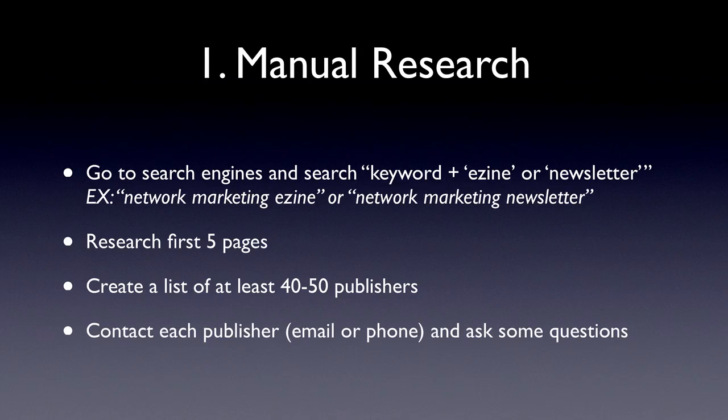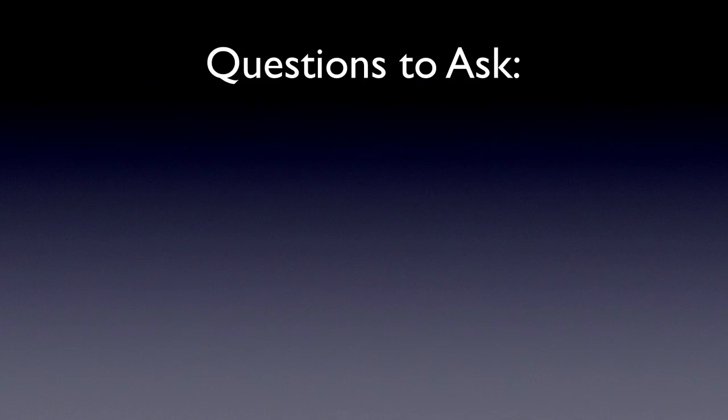So you create this list of 40 to 50 publishers, and what you do next is here's how you filter them, right? You contact each publisher. You can contact them through email or phone, if there is a phone number, and you ask them some questions. Okay, you ready for them? Now, you may want to take some notes over here if you're going to do this the manual way. Here are the questions that I recommend that you ask them.